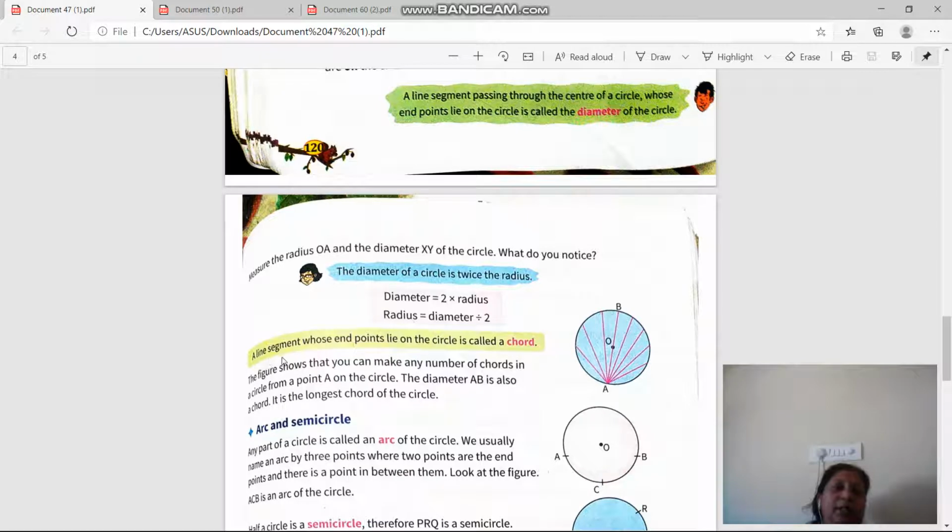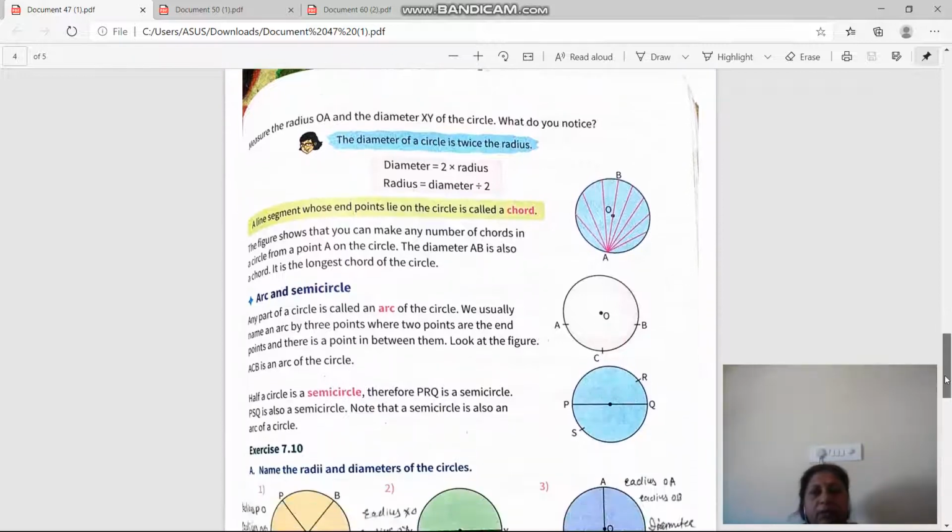Now next, a line segment whose end points lie on the circle is called a chord. See this line, AB is a chord, and this one with the last point is also a chord. Then arc and semicircle. Half a circle is called a semicircle, so this half circle is a semicircle, and any curved path is called an arc. See here, it is RQ, or we can say PSQ or PS. This is an arc of a circle.